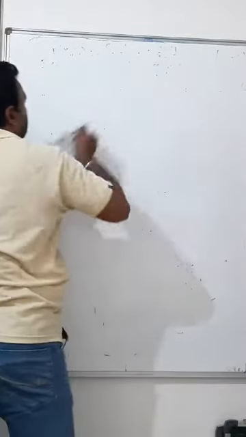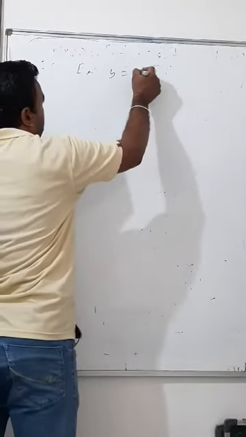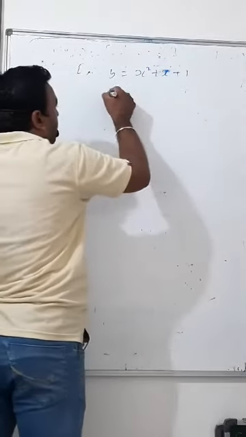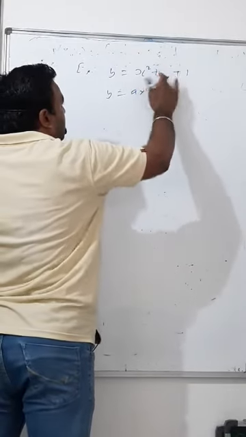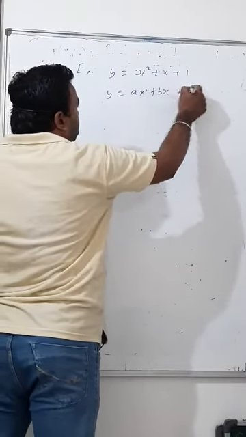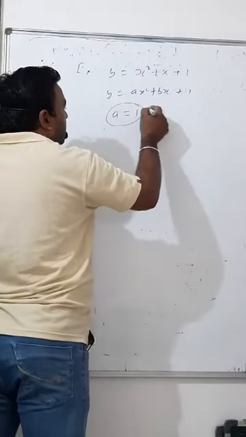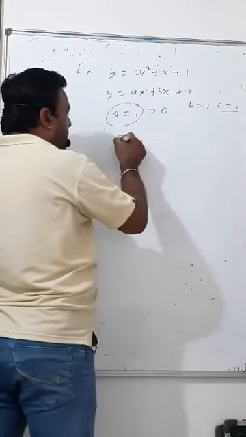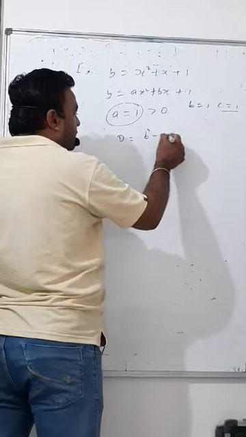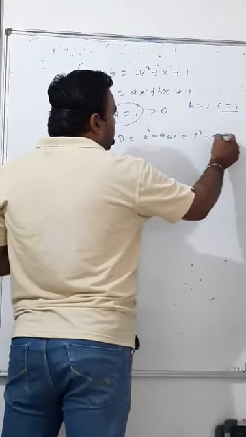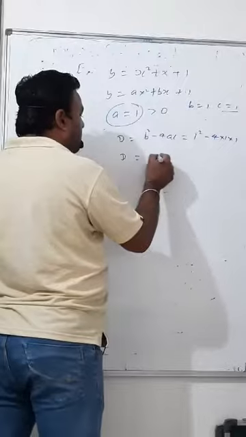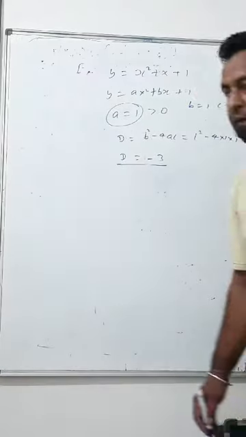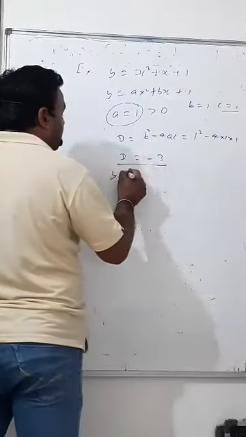I take a simple example. I have y is equal to x square plus x plus 1. I compare it with ax square plus bx plus c. A is 1, greater than 0. B is 1, C is also 1. D is what? B square minus 4AC. 1 square minus 4 into 1 into 1. D is minus 3. D is negative. A is positive, D is negative, so y is always positive.